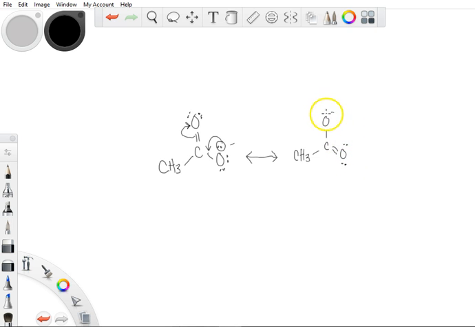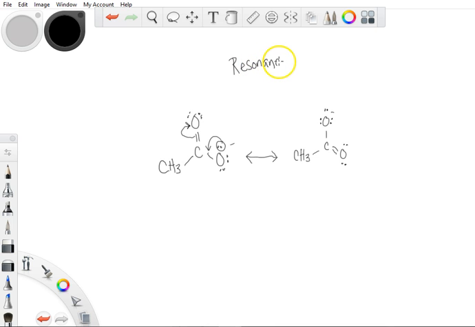Okay, this is not an isomer. When we're dealing with isomers, we're breaking single bonds and creating new ones, we're basically rearranging the structure. This is the same structure. I could turn this around and I would get the same exact compound. So this is an example of resonance.